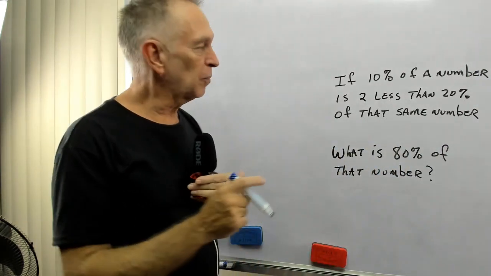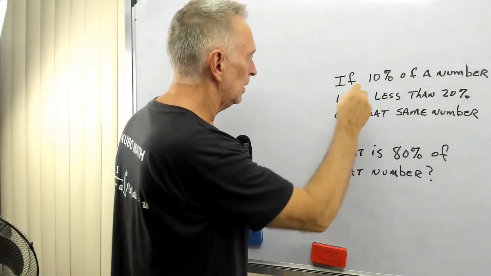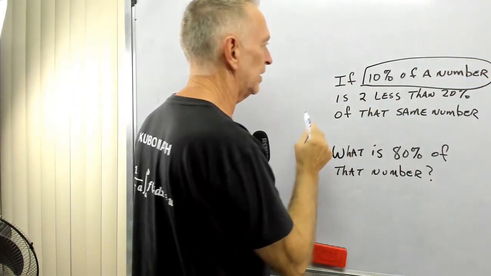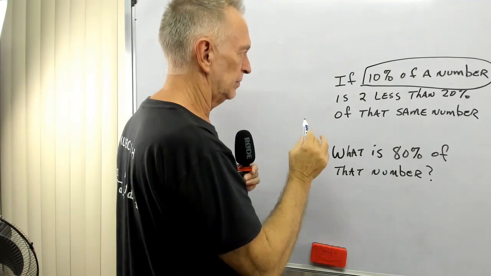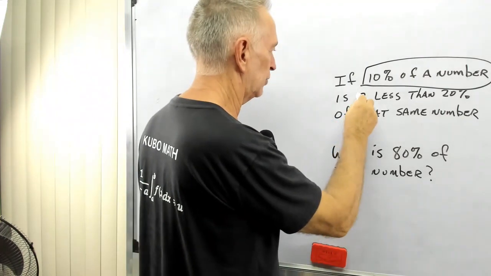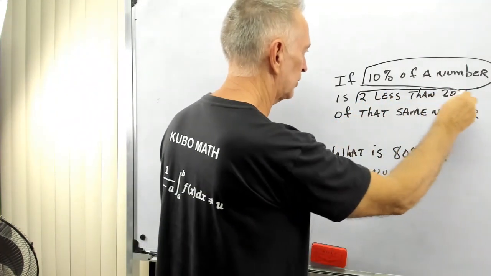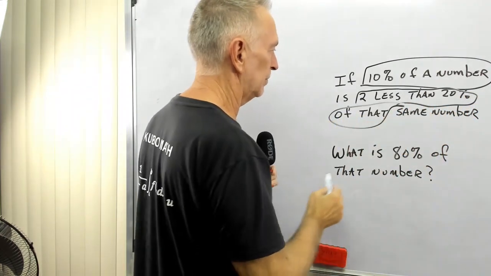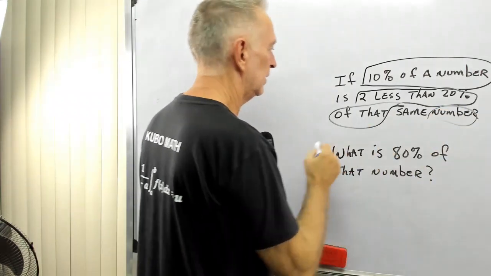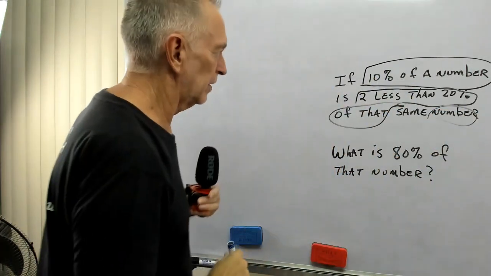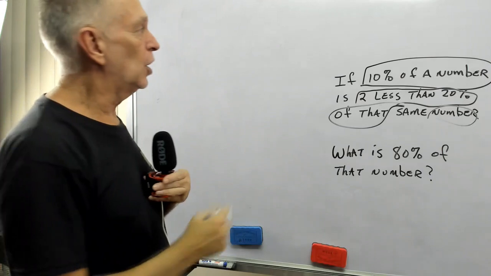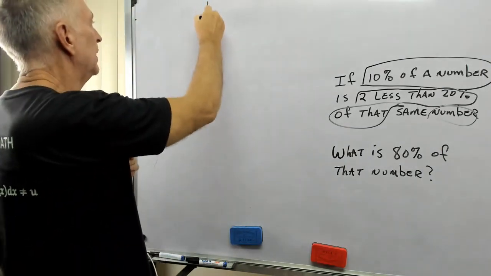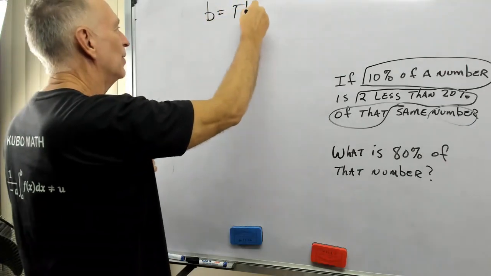So when I read a problem, I try to break it into different pieces. We've got 10% of a number, and that is 2 less than 20% of that same number, okay? So we have 2 equations there. So let's let the number be b, for example. B equal that number.